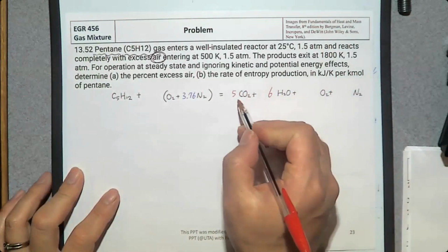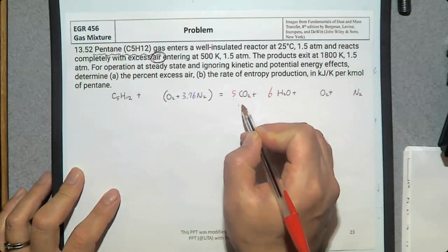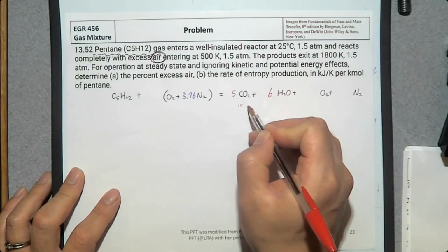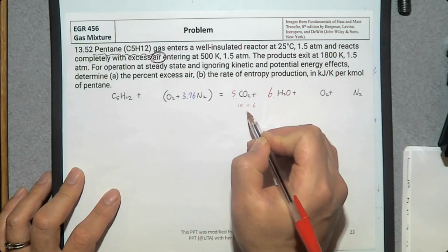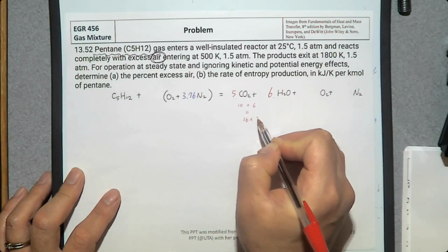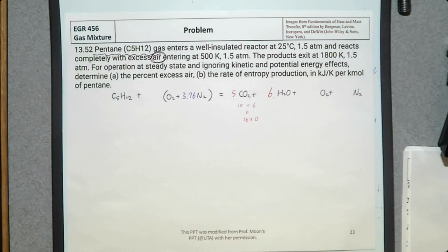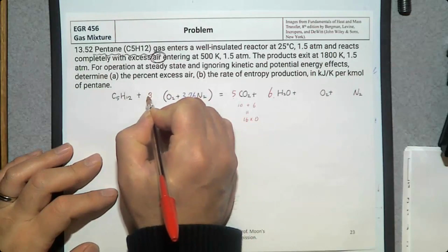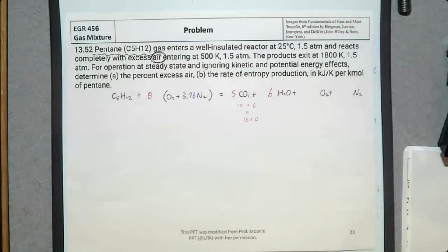So let's see. We have 2 times 5, 10 oxygen atoms in this carbon dioxide, and 6 times 1, so 10 plus 6. So we need 16 oxygens required to have complete combustion. That means we have 8 molecules of oxygen, because each molecule of oxygen has 2 oxygen atoms. So 8 of them. So this is when we have 100% theoretical air.